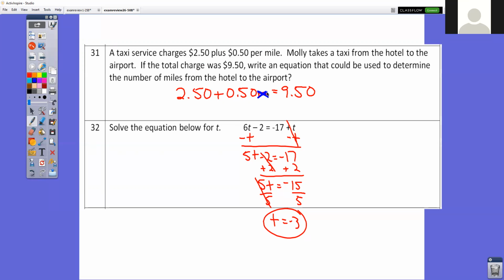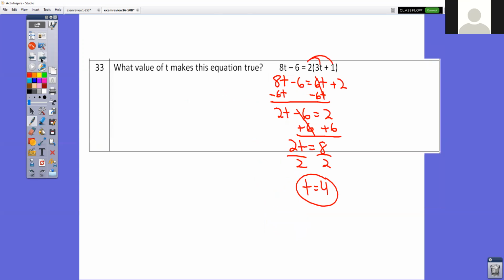In question number 32, there is really a 1 in front of this t. We have a 6t on one side, a 1t on the other. First thing you want to do is minus 1t and minus 1t. So you have 5t minus 2 equals negative 17. Now it's just a two-step equation. So add 2, divide by 5, you get t equals negative 3.